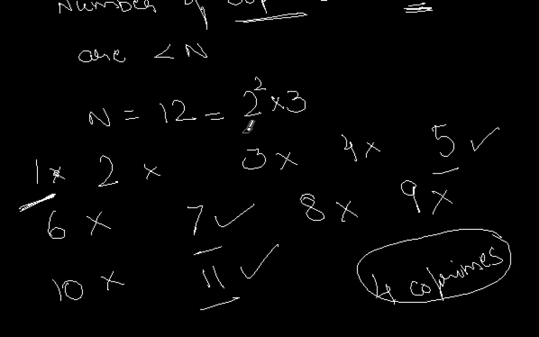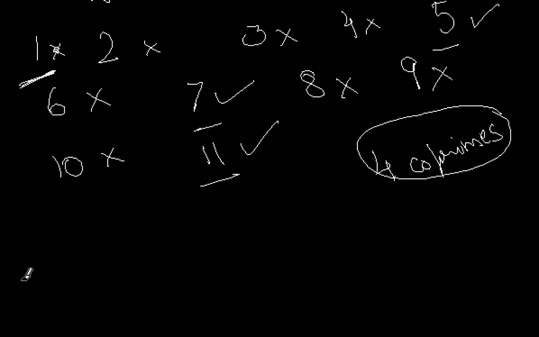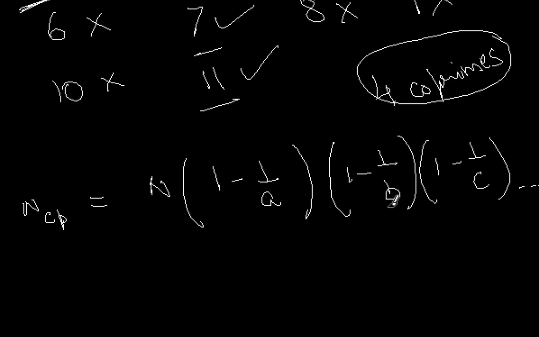Now the total number of co-primes to n which are less than n can be found using a formula. Let us call it NCP. This is computed by the formula n into 1 minus 1 upon a into 1 minus 1 upon b into 1 minus 1 upon c and so on. Here a, b, c are the primes when n is represented as a product of primes, a raised to power p, b raised to power q, c raised to power r.